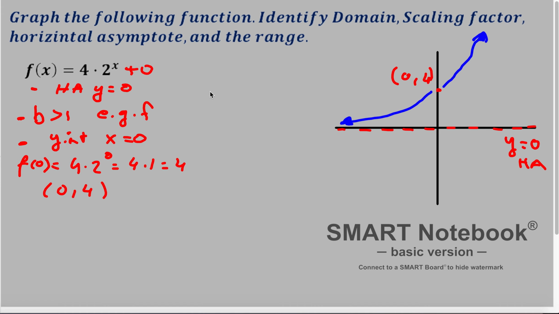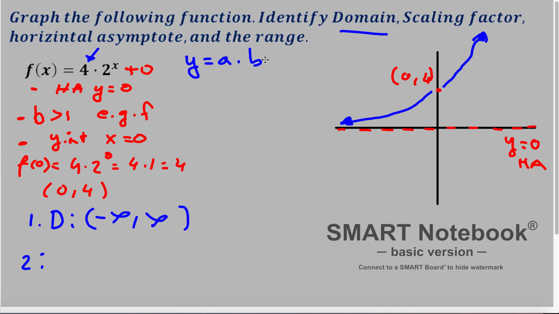And now, first thing here, if we are looking for the domain. The domain is from minus infinity to infinity. The domain of this function, as we see here, is from negative infinity to positive infinity. Number 2, to find the scaling factor. The scaling factor is this number here, 4. If we have in general form an exponential function a times b to the exponent x, a represents the scaling factor. a is equal to 4, so 4 is the scaling factor.